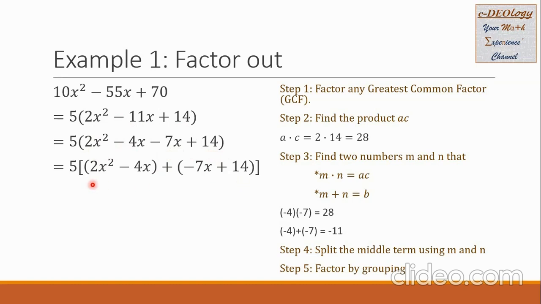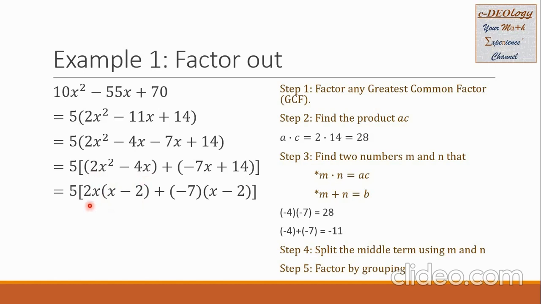Using factor by grouping, we are going to factor out the greatest common factor for these 2 terms. Also, we will do the same on the next group. So in here we can see that 2x is the GCF. So we put the 2x outside. What remains inside for this term will be x. And for the negative 4x, what remains is the negative 2.